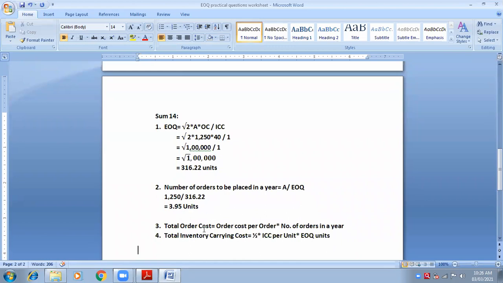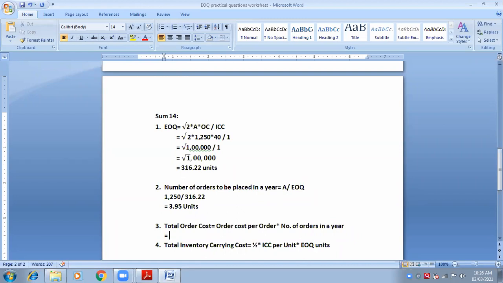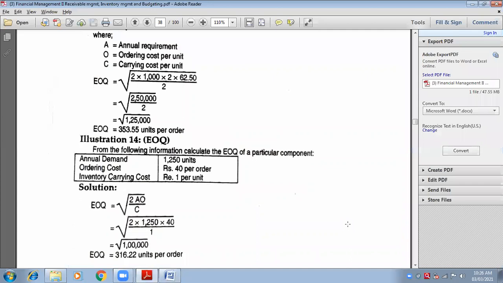Now, total ordering cost. What is the formula for that? Ordering cost per order multiplied by the number of orders in a year. So what is ordering cost per order? Come on, it is written here. It is ordering cost rupees 40 per order.